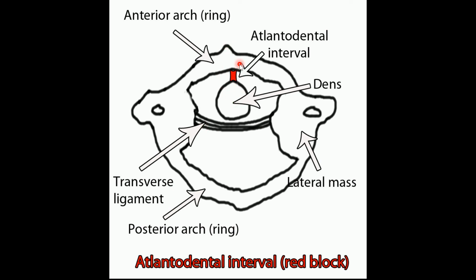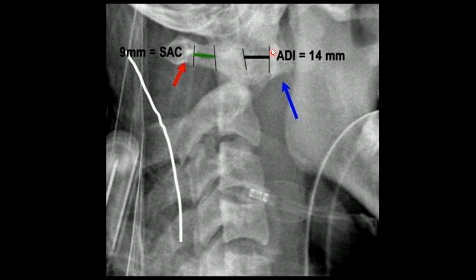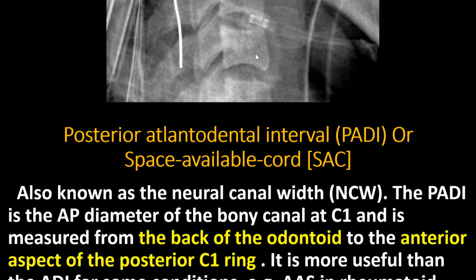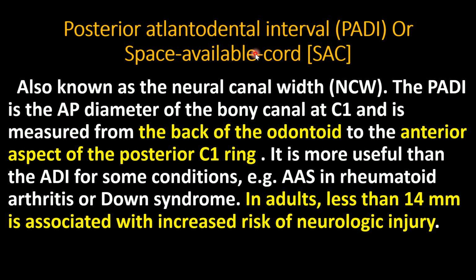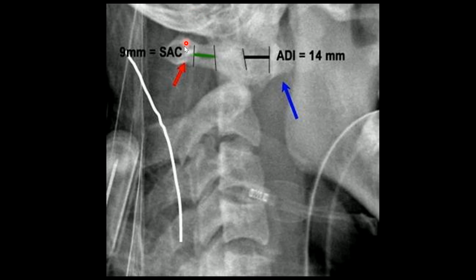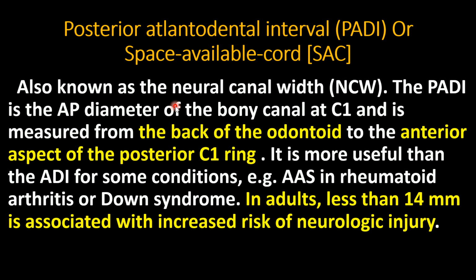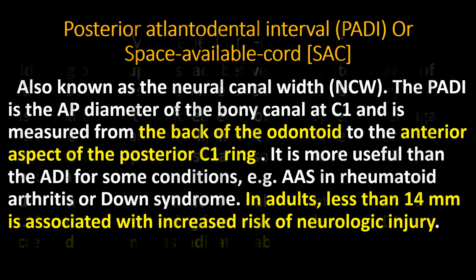Here's the atlantodental interval with the red line. Here's the anterior atlantodental interval, and here's the posterior atlantodental interval, also named as the space available for the cord. The anterior atlantodental interval, as we mentioned, shouldn't exceed 4 millimeters, from 2 to 4 millimeters, and whenever the posterior atlantodental interval is less than 14 millimeters, the patient is at risk of neurologic injury.